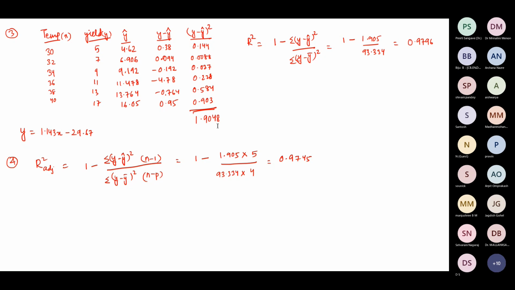Sir, for p, how does it come like 2? Because in linear regression, we have two parameters, which are the slope and the intercept. That's why p is 2. N is equal to 6 because we have 6 data points.